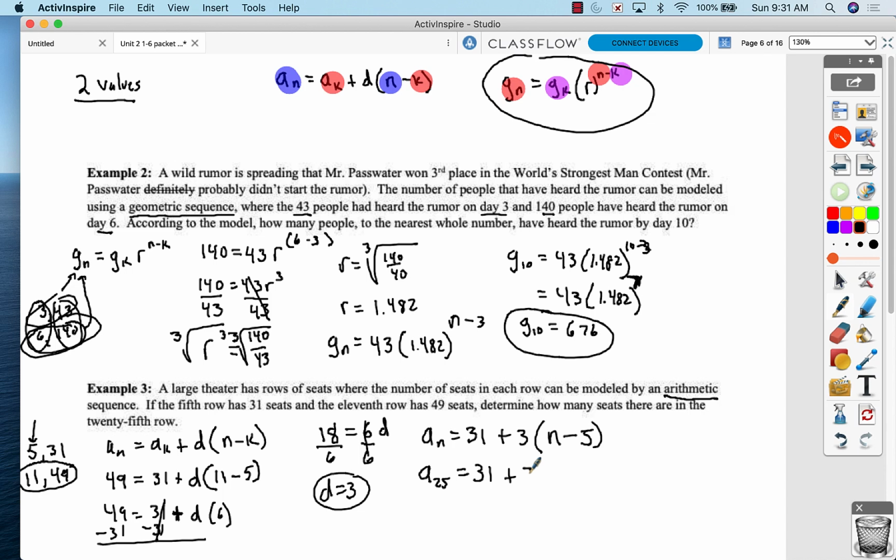31 plus 3, and you need to plug the 25 in here. Now orders of operation tells us to do parentheses first. Orders of operation tells us to do multiplication first. So this is 31 plus 60. So in row 25, there should be 91 seats. And I should put roomers here.